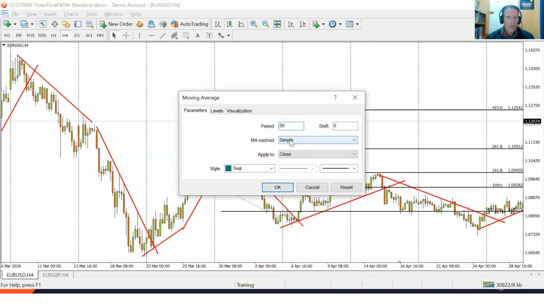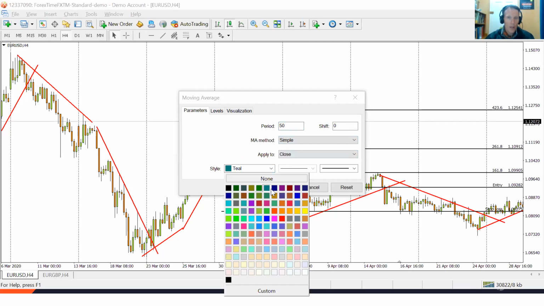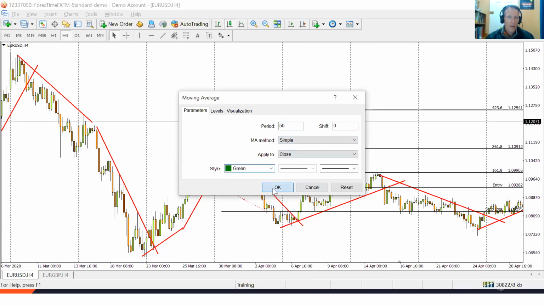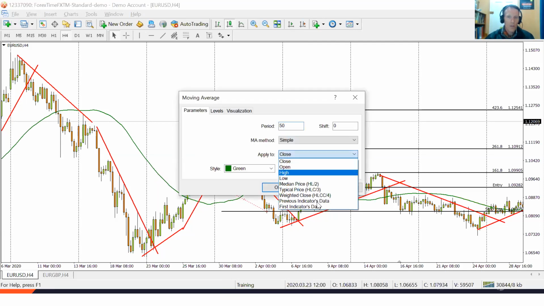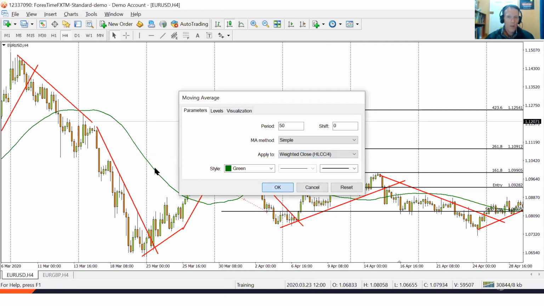A simple moving average here, and what you will see now, let's make it green. Right, what you're going to see, okay, now this one is too far off. Let's use this one. It's a bit closer to the price. Right, weighted one.